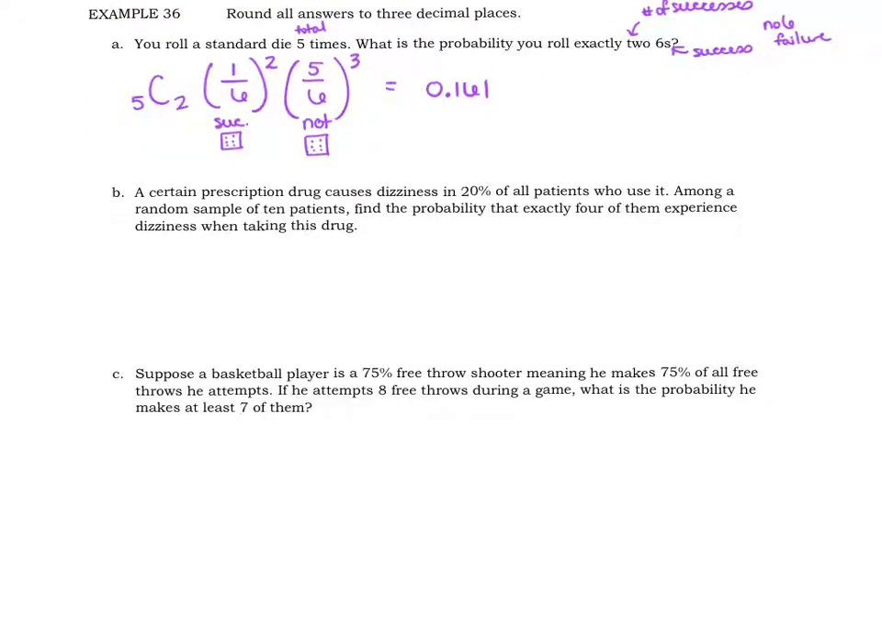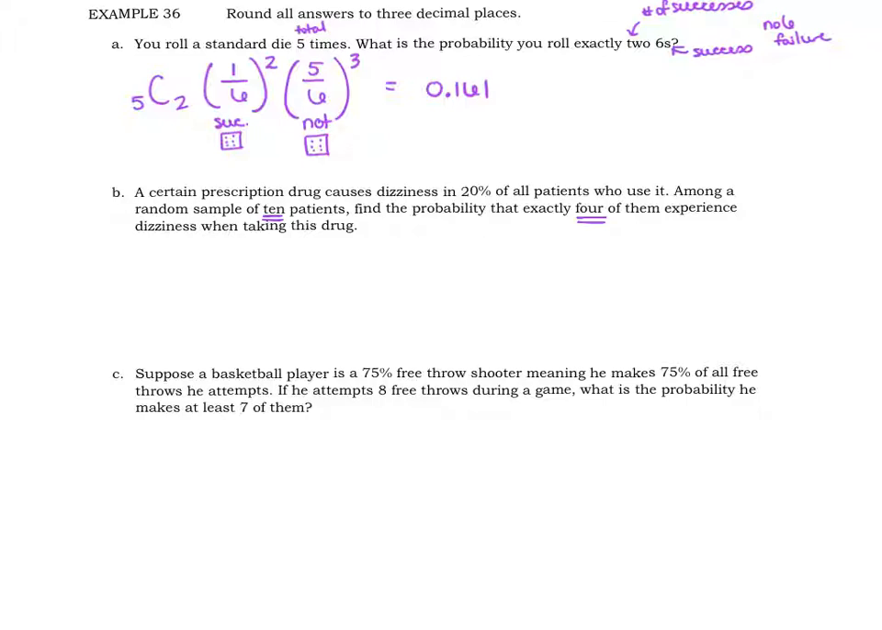All right, so let's look at a prescription drug. It causes dizziness in 20% of all patients who use the drug. Among a random sample of 10 patients, find the probability exactly 4 of them have dizziness when taking this drug. So when it comes to these 10 patients, that's your total, okay? 4 of them is what we're going to consider a success. So we're going to consider a success to be dizzy. I know that seems a little backwards, but really we have 2 categories, dizzy and not dizzy. And so there's our success and our failure. It really doesn't matter which one we call which.